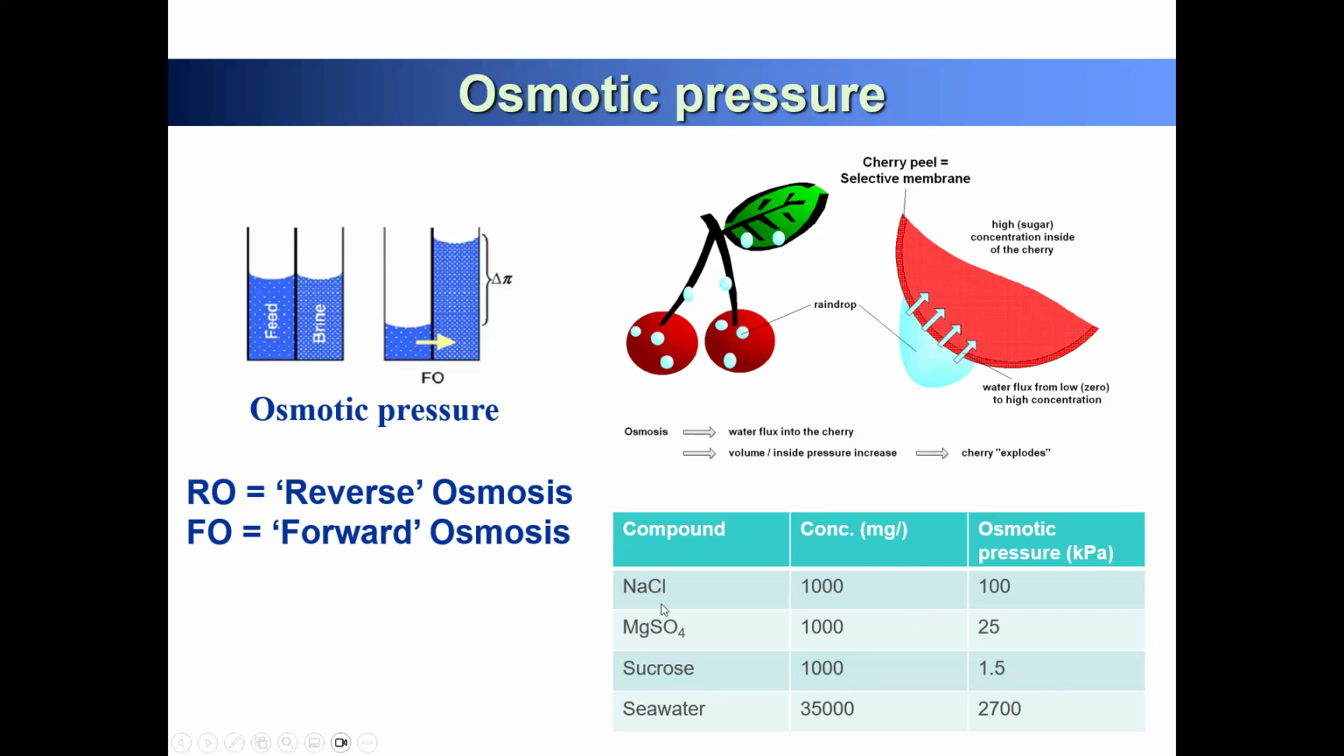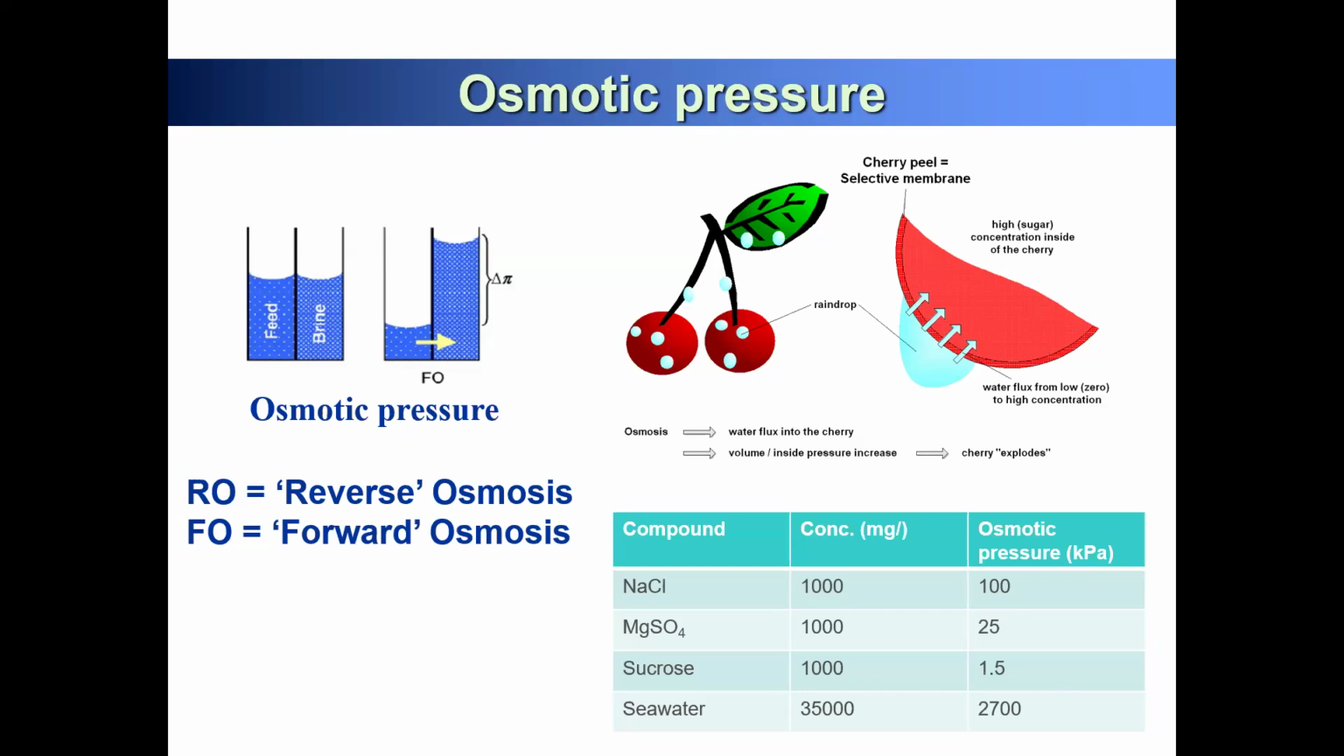So it's the same osmotic pressure we can see in nature. Sodium chloride: when you have seawater, 35 gram per liter, the osmotic pressure is around 27 bar. And sodium chloride at 1 gram per liter is 100 kilopascal, 1 bar. So depending on your concentration, you can calculate your osmotic pressure.